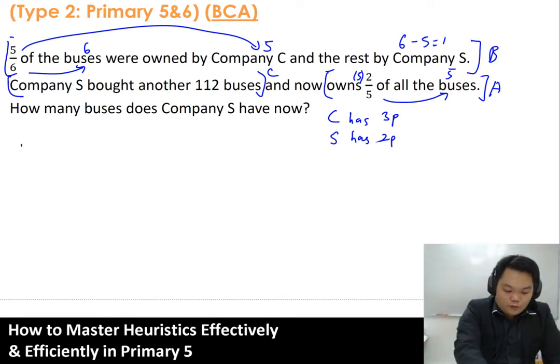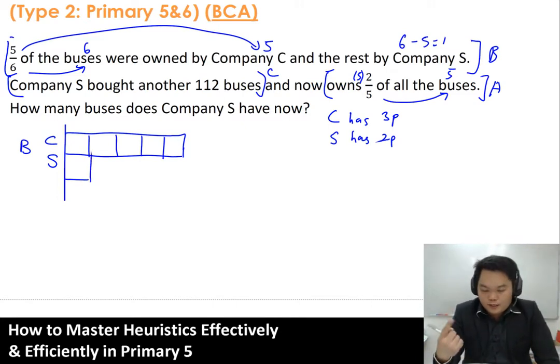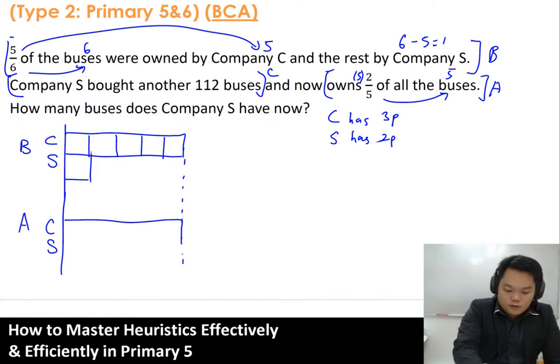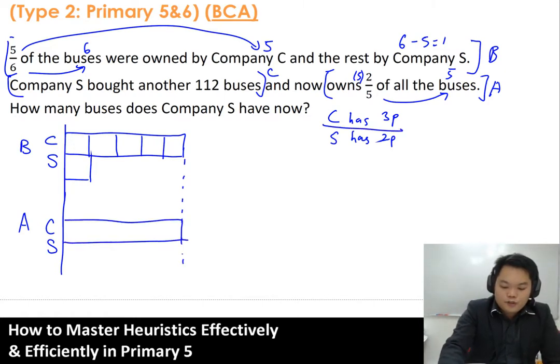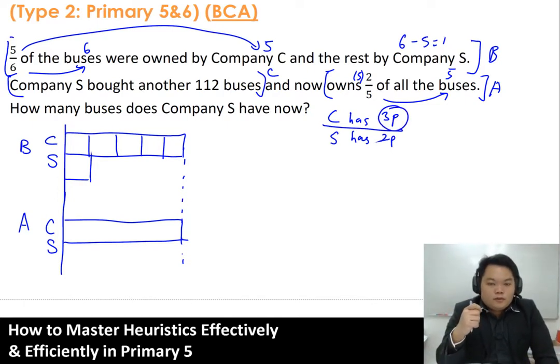So when you try to draw out the model again, at first there's nothing much to it. C would have 5, S would have 1. Now when you try to draw the after, you need to group C into 3 equal parts. So how would you do this? It will be a bit challenging from here, correct?